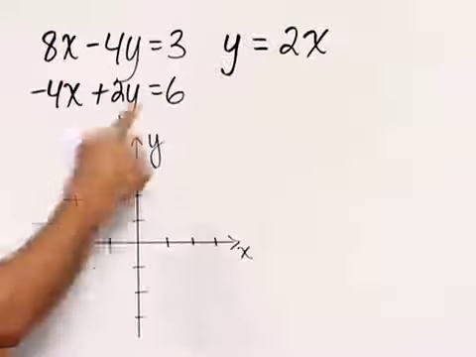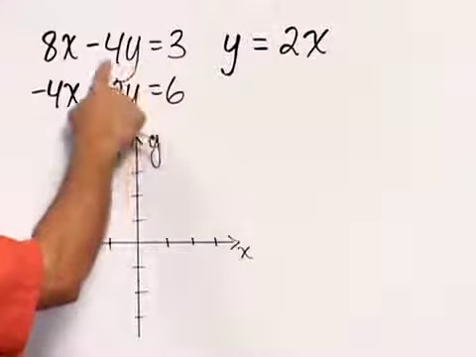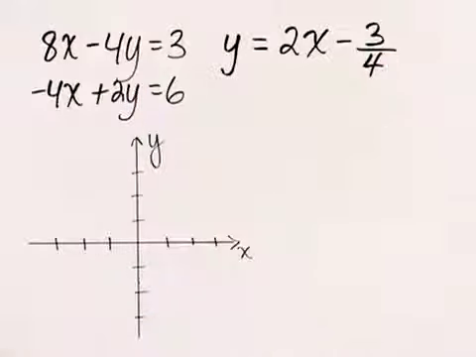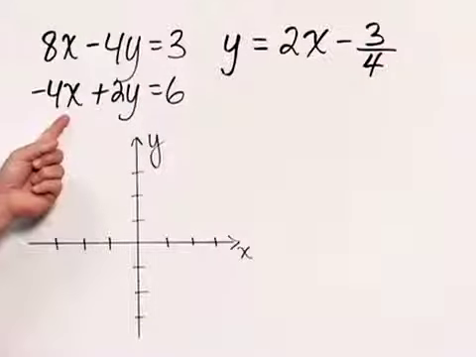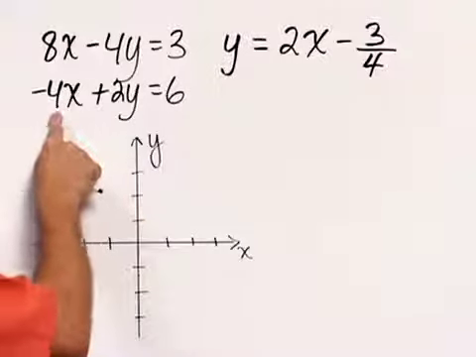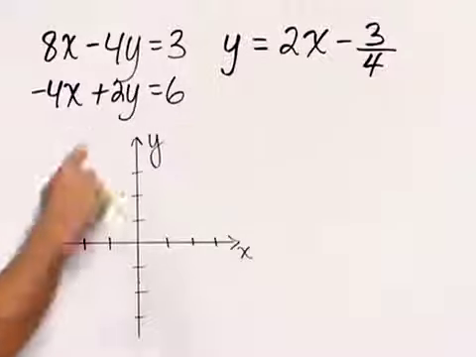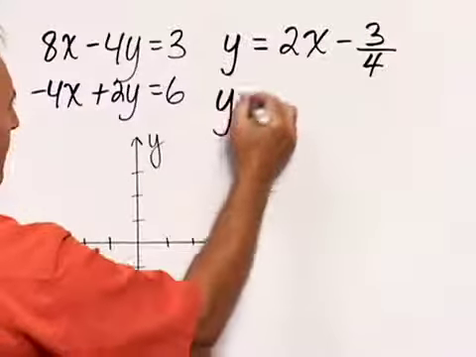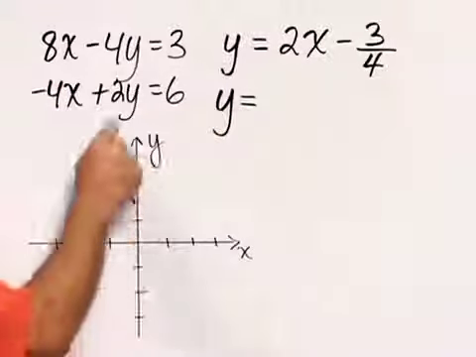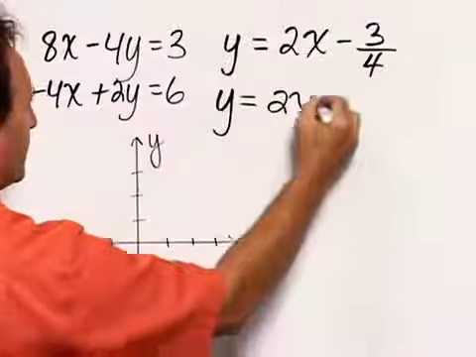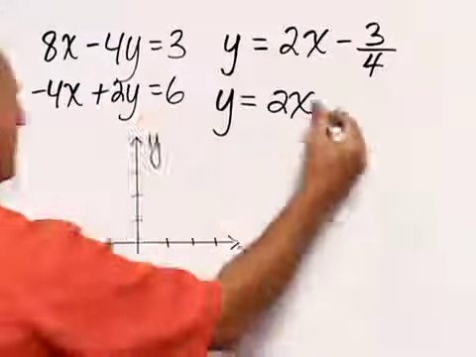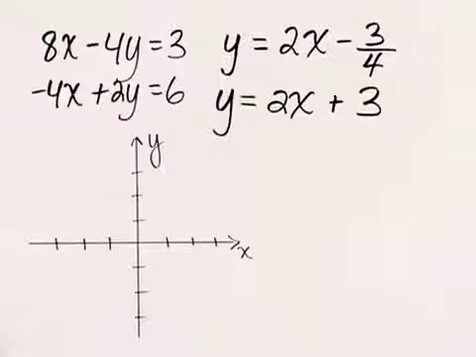2x. Then we're going to divide 3 by negative 4. So that's minus 3/4. Putting this second equation into slope-intercept form, we would have to add 4x to both sides and then divide by 2. Y equals, so this is a positive 4 when it goes to the right-hand side, divided by a positive 2, so we get y equals 2x, and then 6 divided by 2 is plus 3.